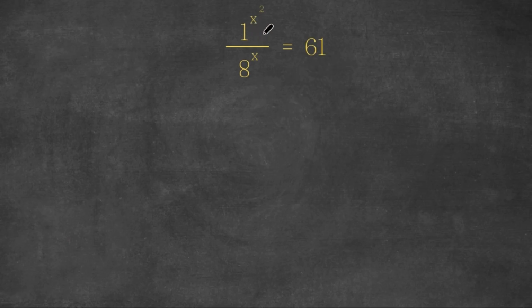Now what I'm first going to do is deal with this 1 to the power of x squared. Well, if you guys remember, 1 to the power of any number is equal to 1, meaning that 1 to the power of x squared is simply just equal to 1. So this would be 1 over 8 to the power of x is equal to 61.